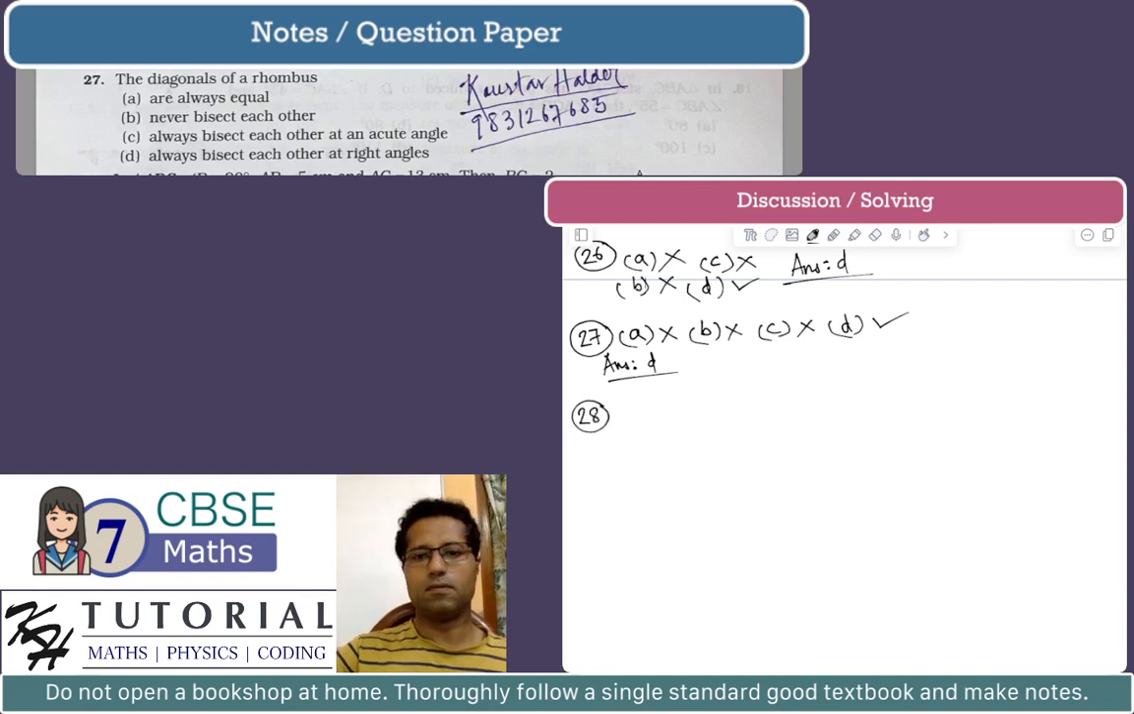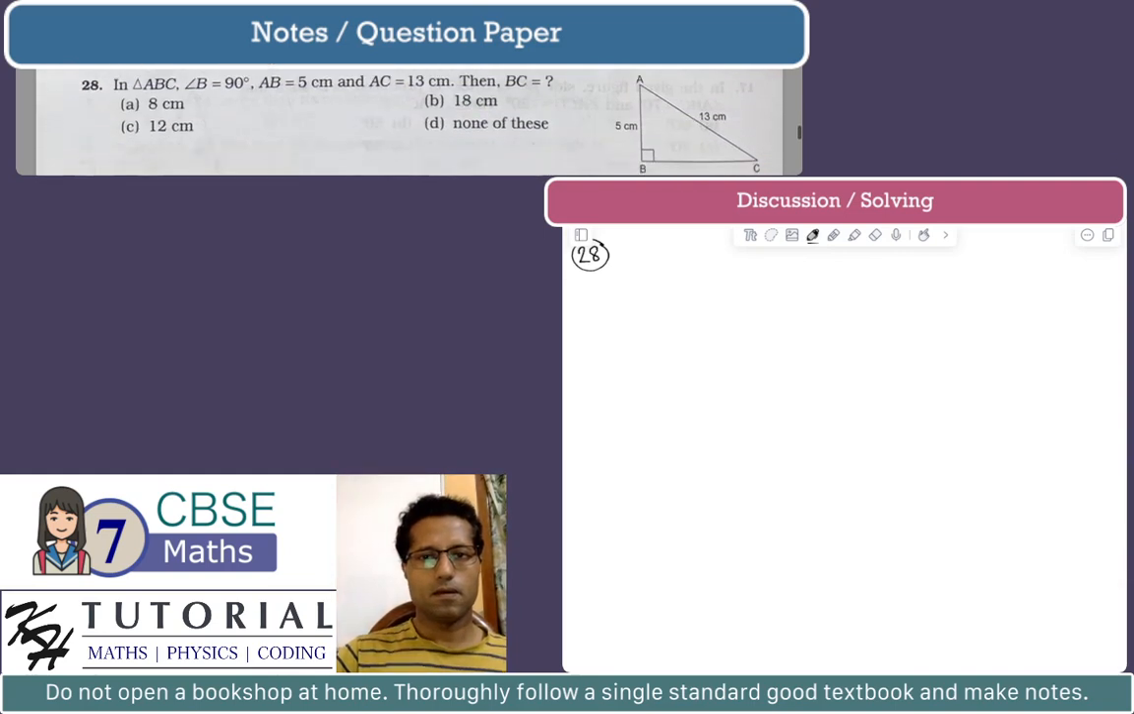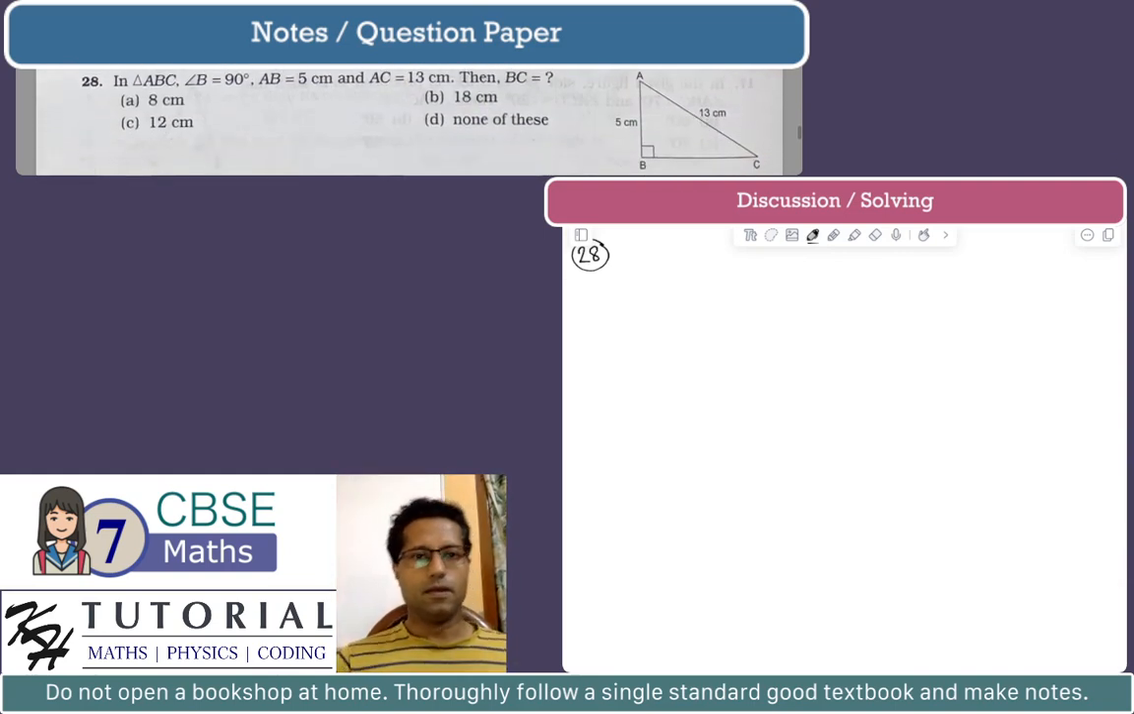Let's do problem number 28. So we have a figure, triangle ABC. This is a very simple figure, so I'm not drawing it. In triangle ABC, angle B is given to be 90 degrees. AB is 5 centimeters. AC is 13 centimeters. So AC is the hypotenuse, and we have to find BC.